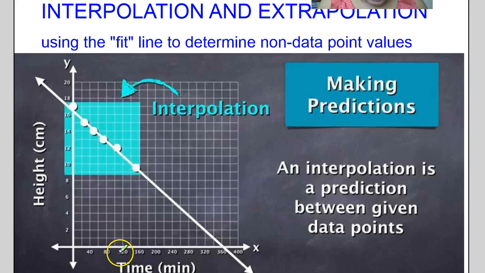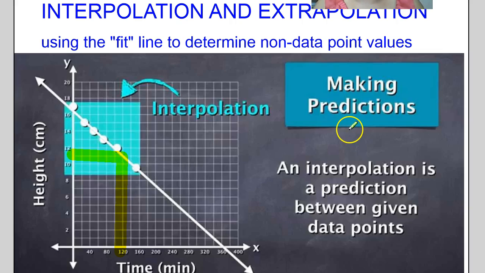For example, if the time is 120 minutes, what would be the height? Well, we have values for 0 minutes, we have values for 40 minutes, and so on, but we don't have a value for 120 minutes. So if we fit a line through the data, then we could interpolate the value for 120 minutes as being 11 because of the fit line that we use.